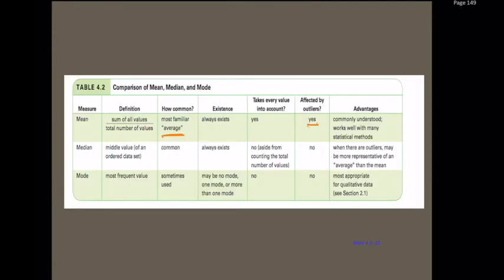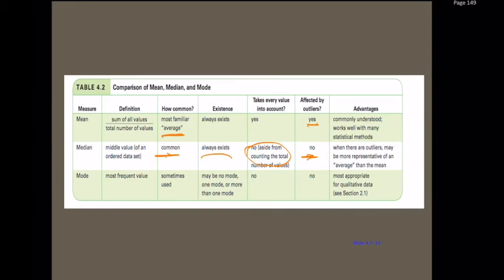The median is really common. There's always a median value. The problem is it doesn't take every piece of data into account. And even though it's not affected by outliers, it's really important to take all pieces of the data into consideration.